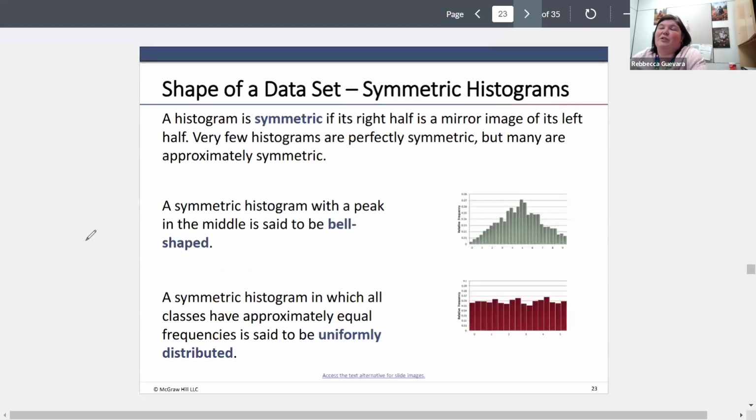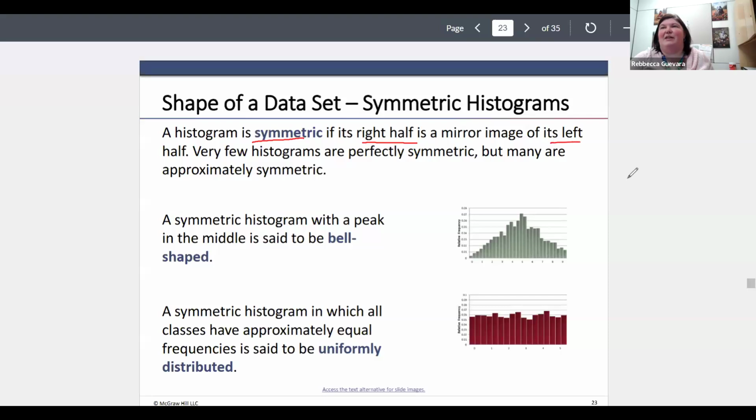The other part of shape is symmetric. Symmetric is if the right half is a mirror image of the left half. A few histograms are perfectly symmetric, so we just eyeball them and say, yeah, they're approximately symmetric. We have two kinds of symmetric to think about. There's bell-shaped symmetric. There's more than this, but this is what we're focusing on. It's got this domed bell shape to it. The other kind of symmetric is when everything is approximately the same frequency, and that is going to be uniform.